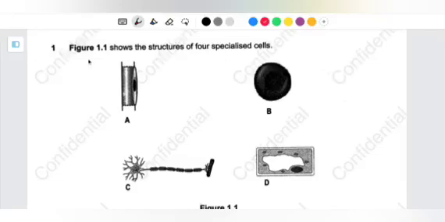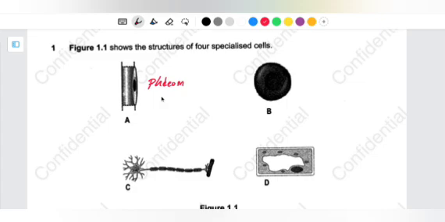Figure 1.1 shows the structures of 4 specialized cells. So we have A, B, C, and D. For cell A, it is called the phloem. In terms of the function, the phloem transports manufactured foods. It also transports water, but mainly it transports manufactured foods.